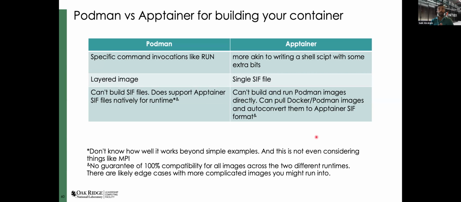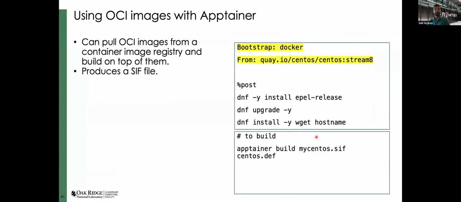Another difference to note is that you have your multi-layered images in Podman, and you have your CIF files with Apptainer. A reasonable question is, why can't Podman build CIF files? Currently, the functionality isn't there, but it does have some limited support for running CIF files that you build with Apptainer, and kind of vice versa. Apptainer has support for taking OCI images that are stored on a registry or as a tar file locally, and then converting that to a CIF file in order to run the container.